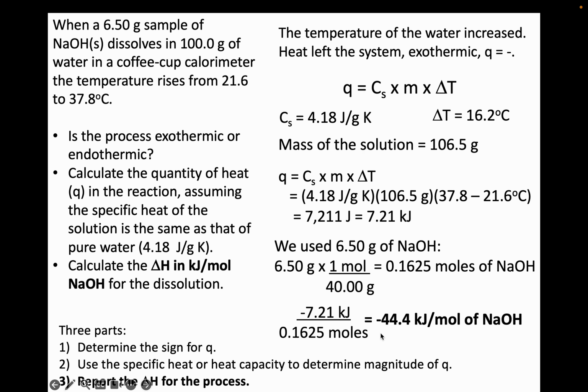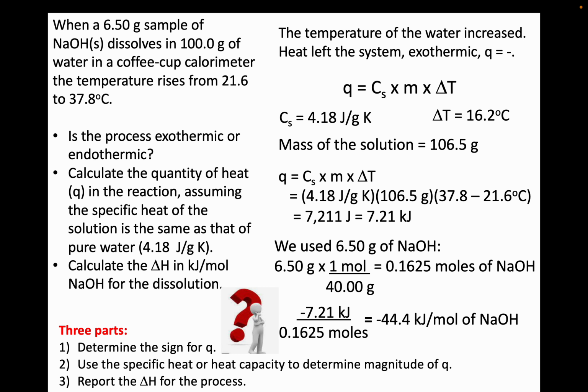At this point, I just want to say I need to have a negative sign on that. I know that it's exothermic by looking at the thermometer at the start and at the end of the process, so I make sure my answer is negative. Now, there was a lot going on within this one. 3 parts to go through. What questions do you have on this? What parts of this remain confusing for you?